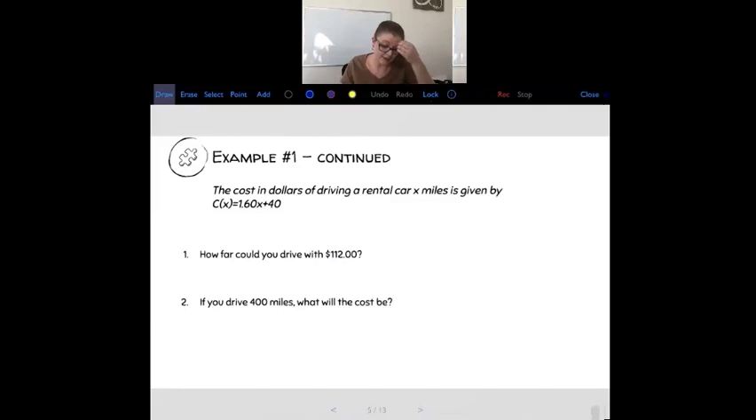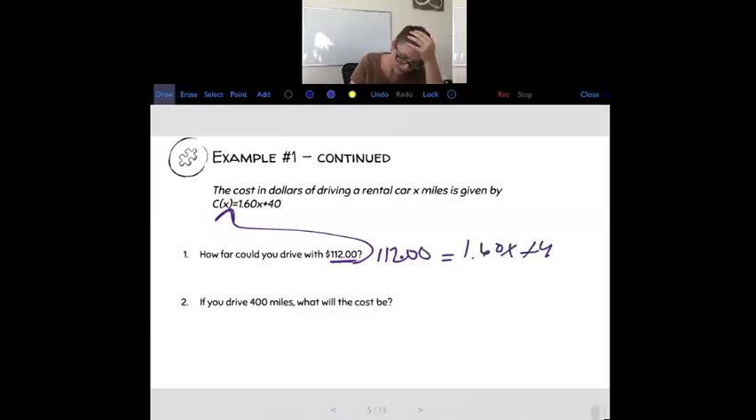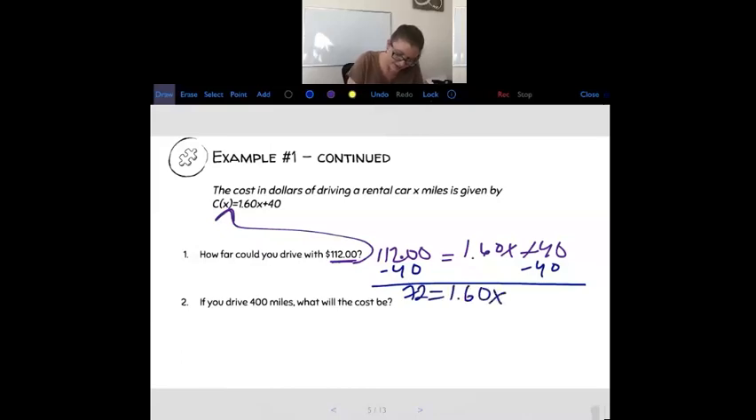Okay. And so how far could you drive if you only had $112? Well, in this case, 112 is cost, so you would plug that in for C. So you'd have 112 is equal to 1.60x plus 40, and then solve for x. So we'll subtract 40 from both sides. Which is 72. So we have 72 is equal to 1.60x, and then divide both sides by 1.6. And so x should be 32.5. And so what that means is if you have $112, you could only drive 32.5 miles.